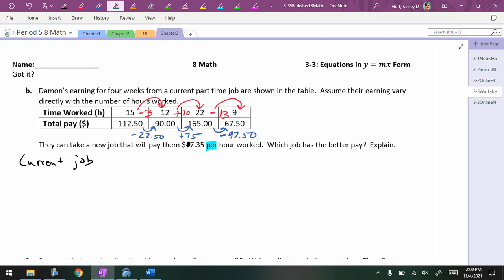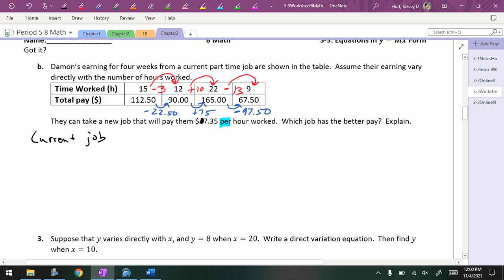Okay, so what do I do next? Okay, which one goes on top? Y. What's my first Y value? Negative 22.50 divided by negative 3. What's my next Y value? 75 divided by 10. And the last one, negative 97.50 divided by negative 13. A negative divided by a negative.